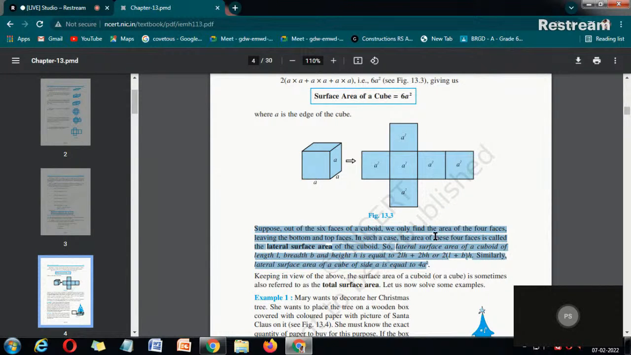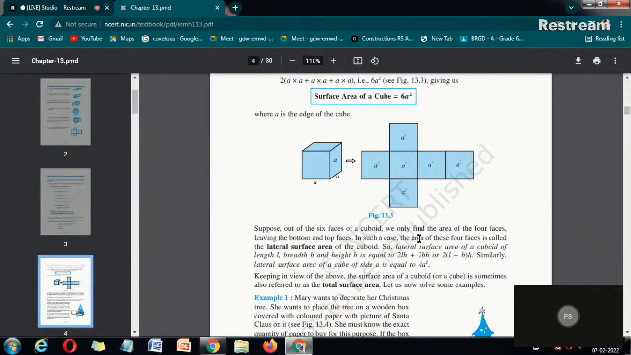Okay, this is an important paragraph. Go through this. Suppose out of six faces of a cuboid, we only find the area of the four faces, leaving the bottom and the top faces. In such a case, the area of these four faces is called the lateral surface area of the cuboid. So, the lateral surface area of a cuboid of length, breadth, and height is equal to 2h into (l plus b).